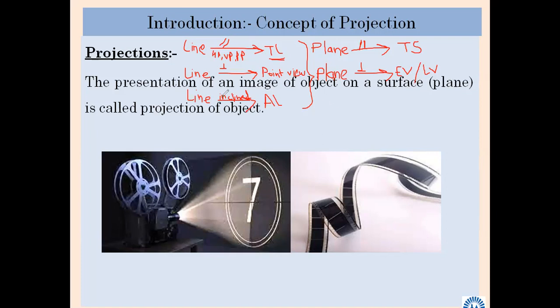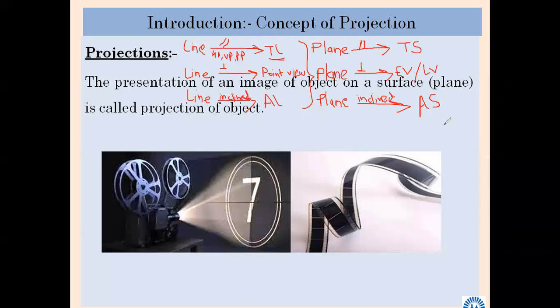And the last case, similarly, if a particular plane is inclined, here I will write inclined. If it is inclined, what will it show? Line was showing its apparent length. What will a plane have? It will show its apparent shape because it is having a certain shape.